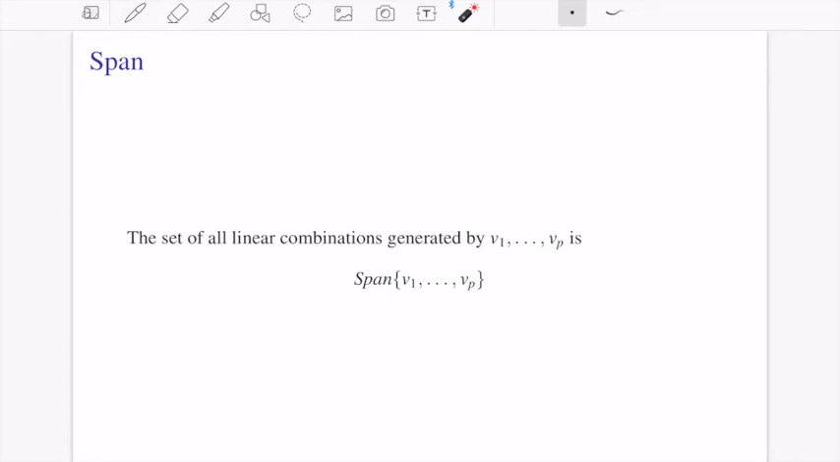So back to the story of Spider-Man, if he was taught a moving skill set, v1, v2, ..., vp, then combining these moving directions, you can reach many points. And the collection of all those points Spider-Man can reach is the span of this moving skill.